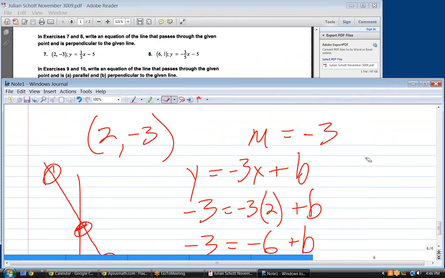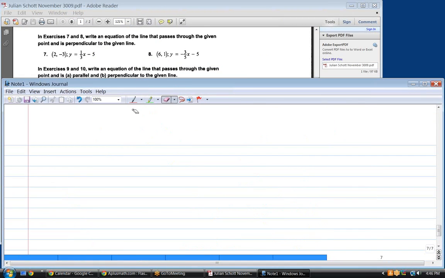So number 7, same problem, different numbers. Here's our point. What is our slope going to be of this one that's perpendicular to this line here? I'll even write the slope of the perpendicular to that is what? And that looks like a -3/5 to me. Yeah, alright, so positive 3/5?